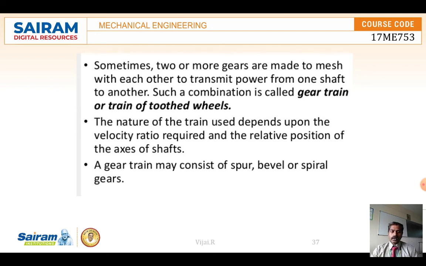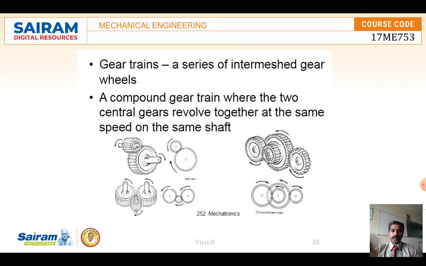And a gear train may consist of different types of gears, like spur gears, bevel gears, and all. So the gear train is a combination of gears, which are toothed wheels. A combination of toothed wheels, we call it a gear train. And we have different types of gear trains. You can see simple gear train and compound gear train. The simple gear train is a series of gears connected one by one, intermeshed gears.